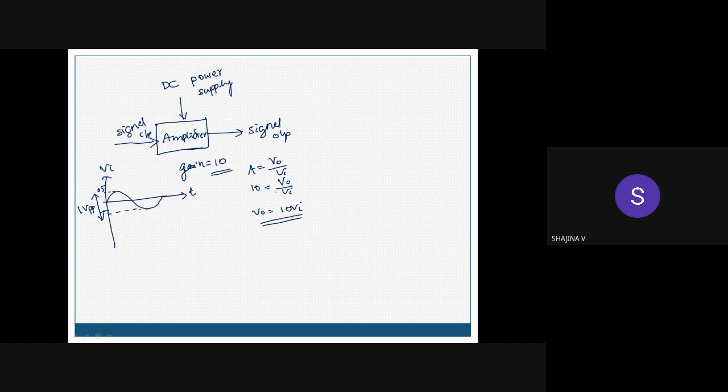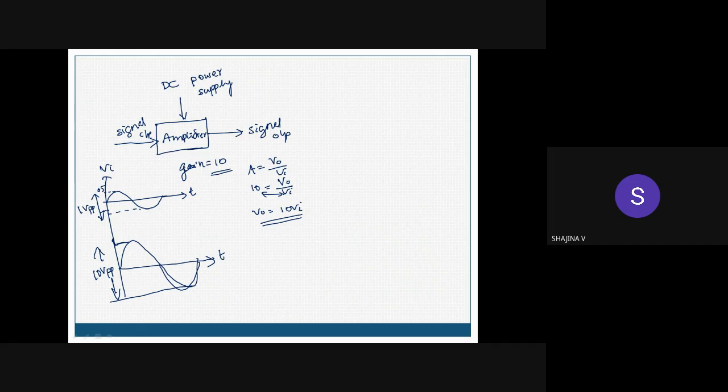If I am assuming gain equal to 10, my output voltage will be what? 10 into input voltage, right? So I will get an output signal at the amplifier output. I can get a signal like this, whose peak to peak amplitude is what? 10 volt peak to peak, right? The correct sinusoidal, okay, 10 volt peak to peak. So this is my amplifier functioning.